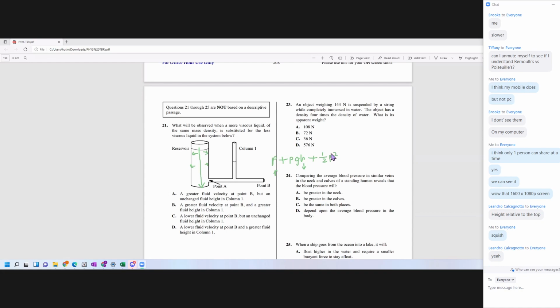If it is moving, then we suddenly have rho GH and 1/2 rho V squared and pressure against the walls to consider. So I don't know if that helps or not. I don't think it really helps that much other than to say it's stationary, so use a stationary hydrostatic fluid equation.